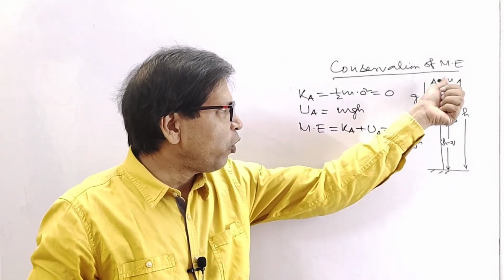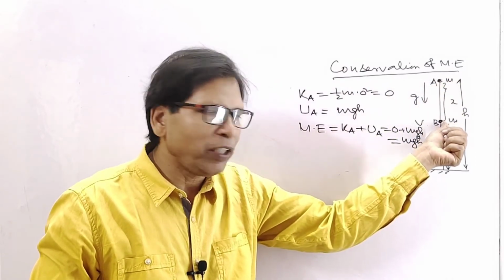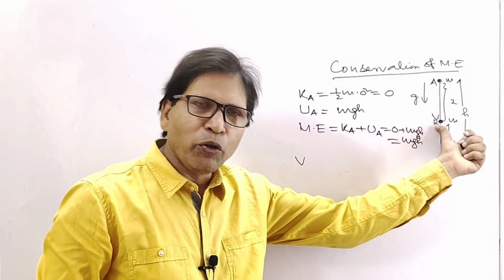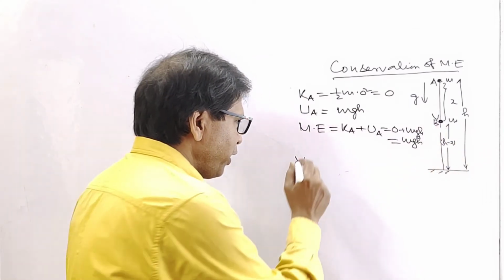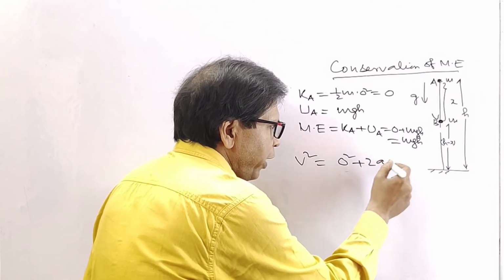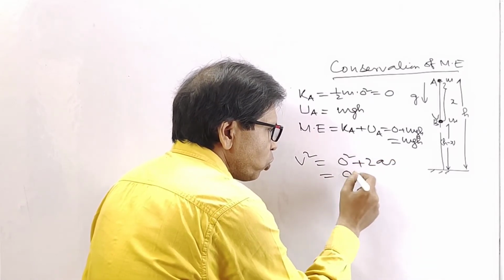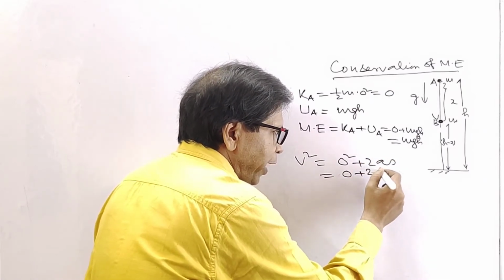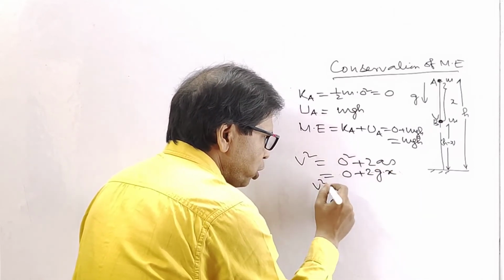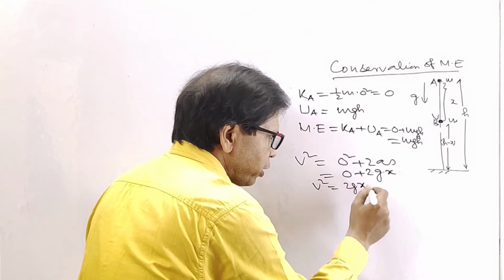When the body reaches the point B, its displacement is x. If v is the velocity at the point B, then v square equals 0 square plus 2as. Here a is the acceleration due to gravity and s is x. So v square equals 2gx.